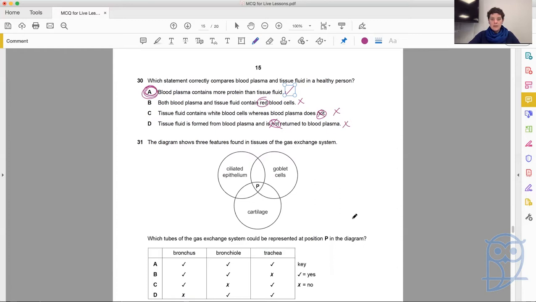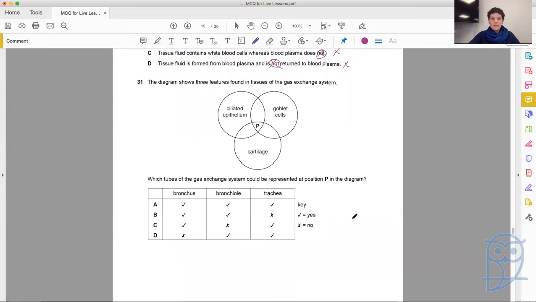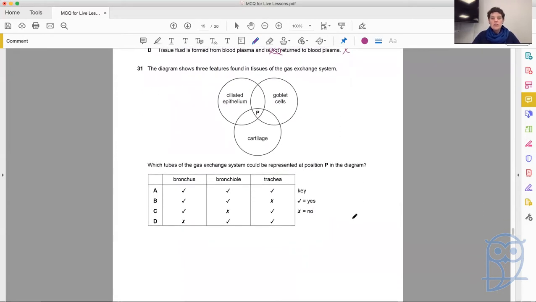Question 31. The diagram shows three features found in tissues of the gas exchange system: ciliated epithelium, goblet cells, and cartilage. So when you're looking at these, you've got to remember back to Venn diagrams from IG. Okay, so what they're saying is anything in here only has goblet cells, anything in here only has cartilage. So this here would be goblet and cartilage, for example.